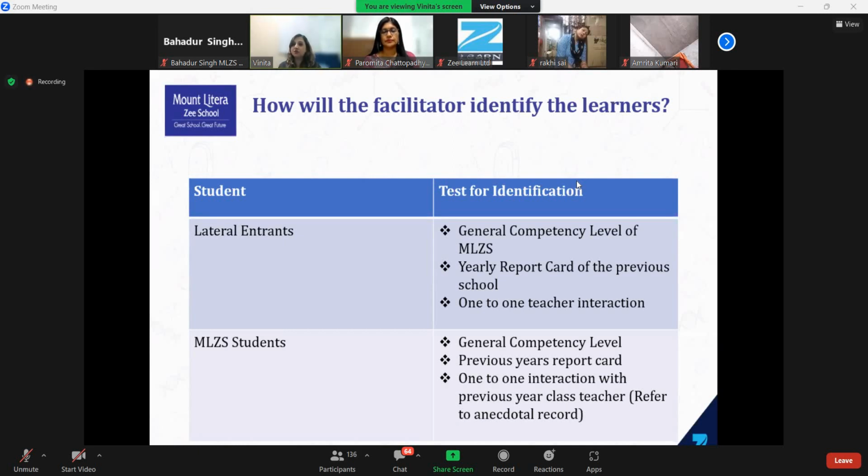Now, for the MLZS students, again, general competency level is required. The previous year's report card, that is, the last exam report card, would be required, along with one-to-one interaction with the students and with the previous class teacher. If the teacher has maintained any anecdotal report, that is something that will be really handy for the teacher in order to identify the learners. All right?